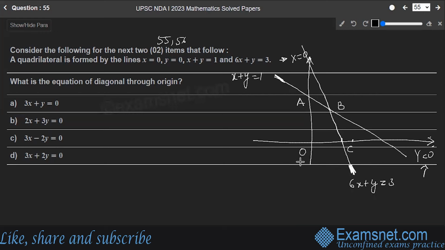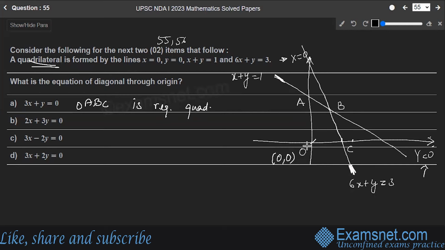Now, I have named the coordinates. This is OABC. OABC is the required quadrilateral, which is talked about over here. Now, what is the question? What is the equation of the diagonal through the origin? This is the origin.